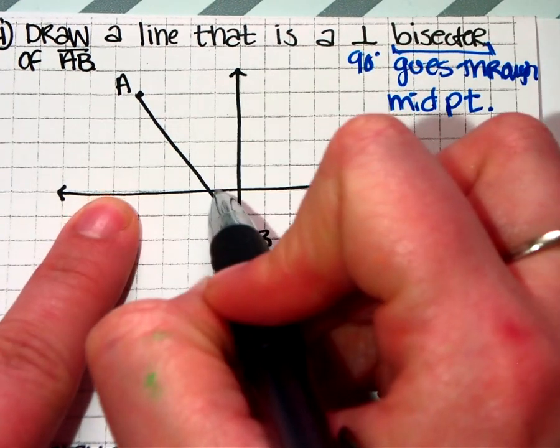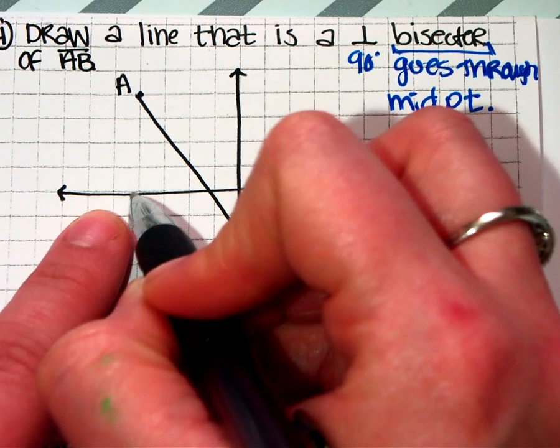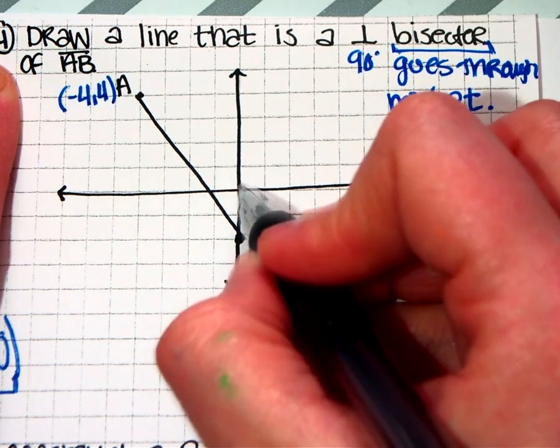So the location of A is negative 1, 2, 3, 4, and up 1, 2, 3, 4. Negative 4, 4. B is 0, negative 2.